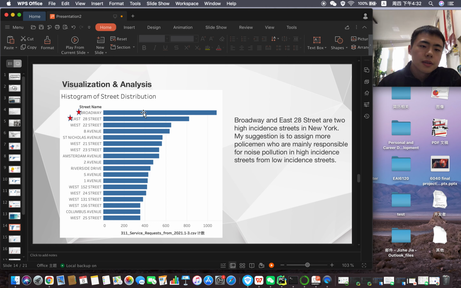Here is a histogram of street distribution. We can find Broadway and East 28th Street are two high incidence streets in New York. My suggestion is to assign more policemen who are mainly responsible for noise incidents to high incidence streets from low incidence streets. I think it will be more efficient.